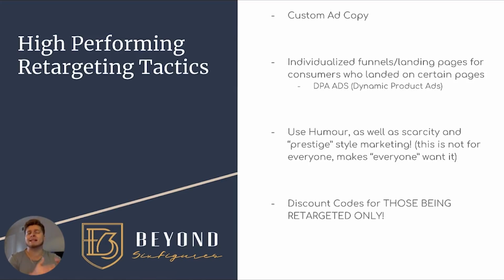Now, you want to make sure that you have custom ad copy dependent on what the consumer actually bought last time or what they didn't buy. So for example, if they bought product A, and they viewed product B but didn't buy product B, you want to retarget them with a custom ad copy, possibly with a discount code for product B.